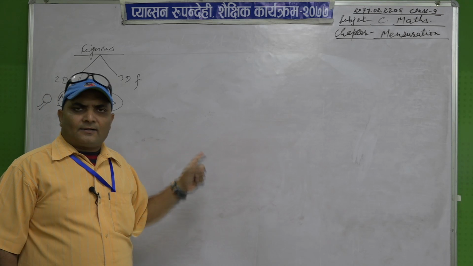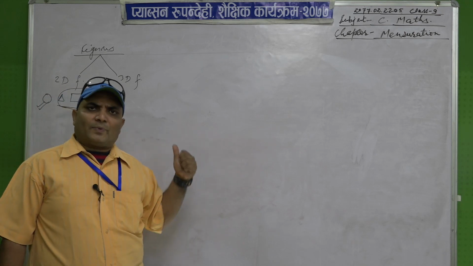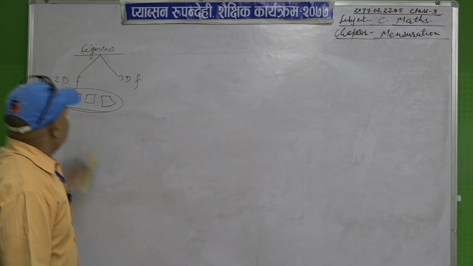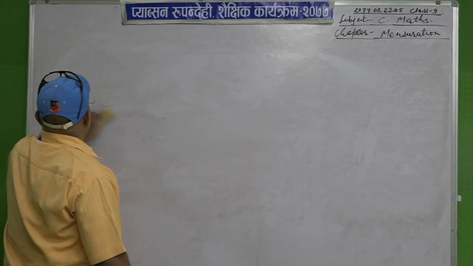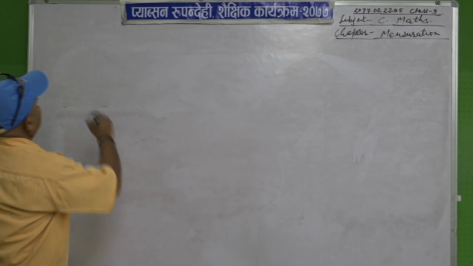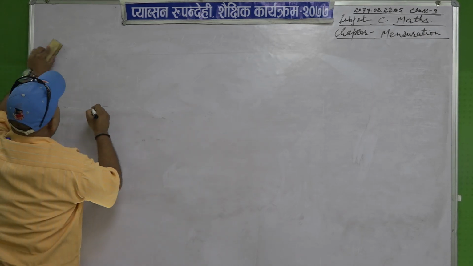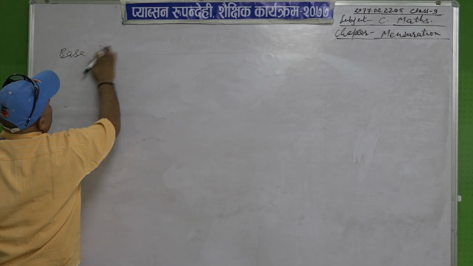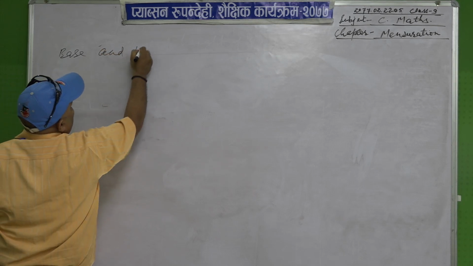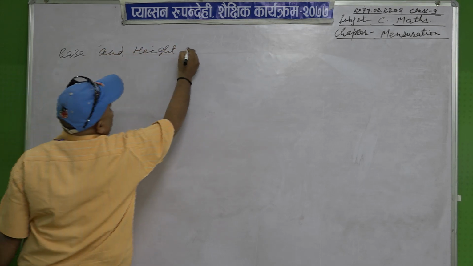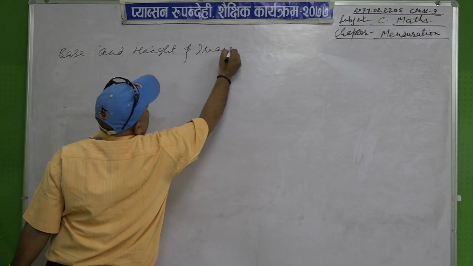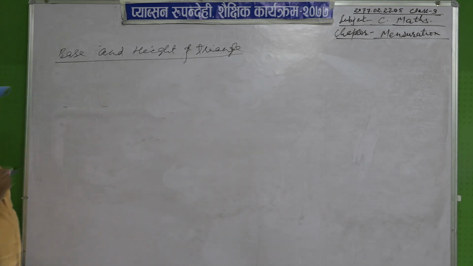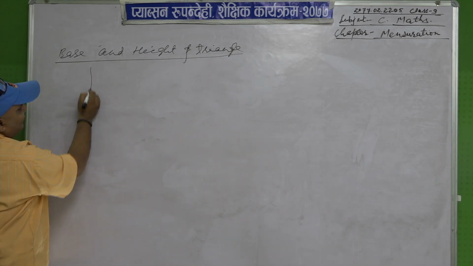So we are going to start here with base and height. First we discuss base and height of the triangle, then after that other figures. Okay. Now base and height of the triangle. So what is the base and height of the triangle? I am drawing here a triangle.